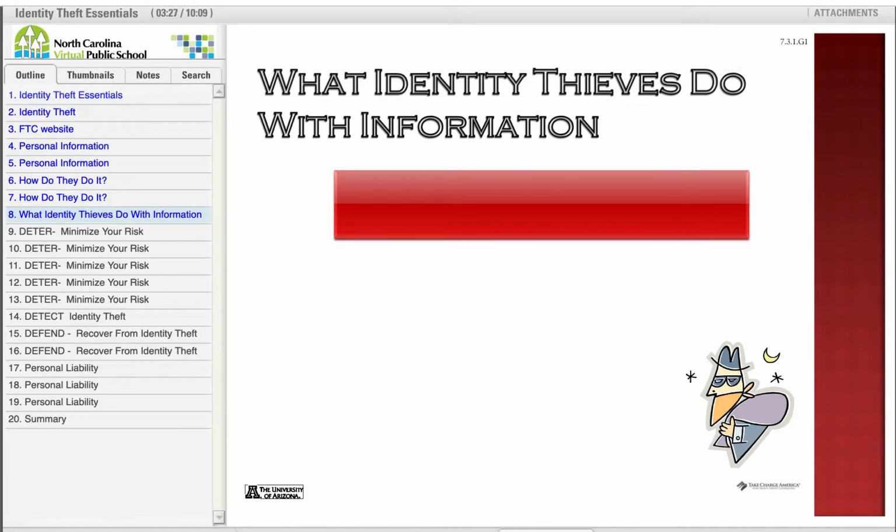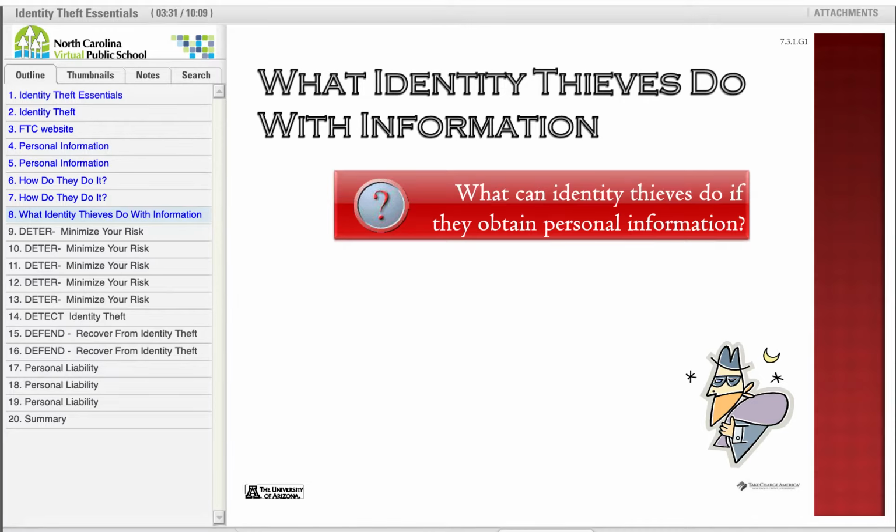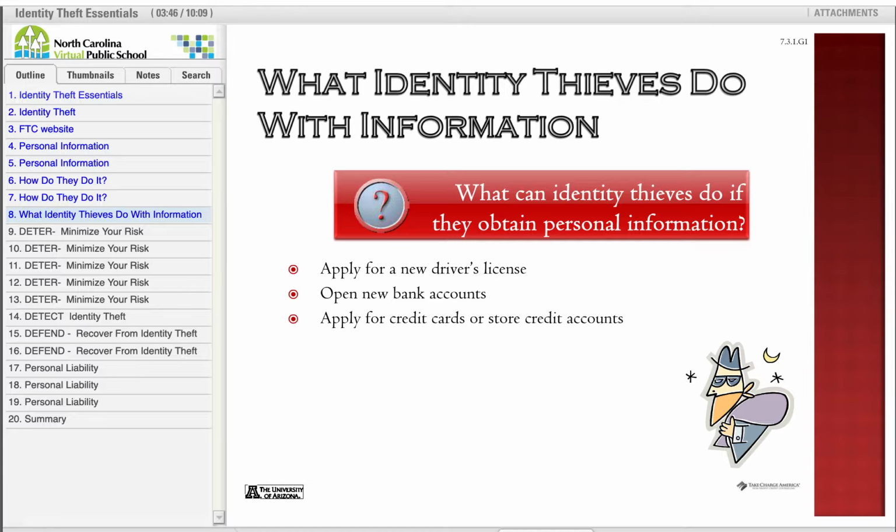What identity thieves do with the information. They can apply for a new driver's license, open new bank accounts, apply for credit cards or store credit accounts, obtain cash with credit cards, get a job, rent an apartment, take out student loans, file for bankruptcy.